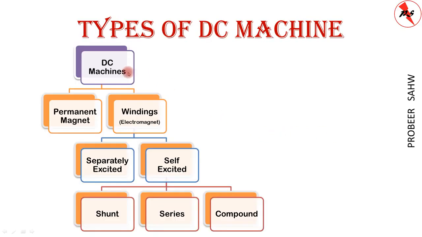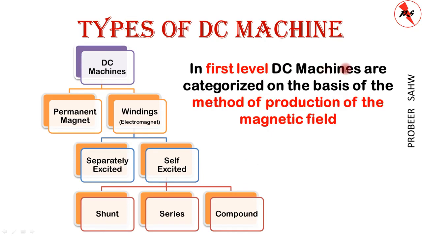DC machines can be classified into various categories. They can be classified into permanent magnet machines or machines where we use electromagnets or windings. Then these types of machines are further classified into separately excited DC machines or self-excited DC machines. And self-excited DC machines can again be classified into shunt DC machines, series DC machines or compound DC machines. In the first level, DC machines are categorized on the basis of the method of production of magnetic field.